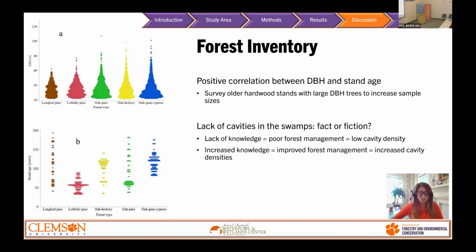However, forest management practices have greatly improved, and the disturbance and the harvest of trees for southern forests has been reduced to less than 3%. And that only continues to increase the number of cavities as the age of those stands grow. So while it's too early to declare this fact or fiction, I just recommend future research so that we can dig into it more.